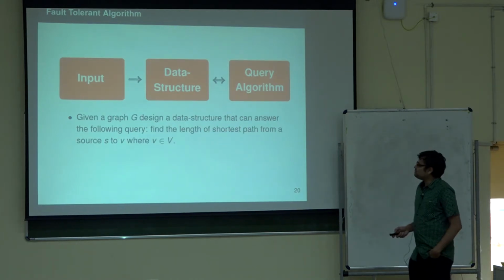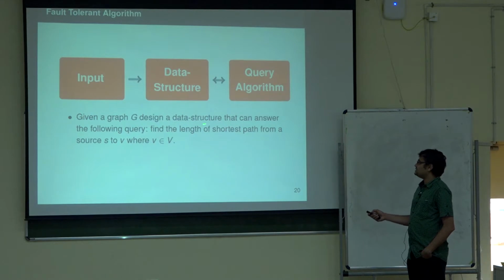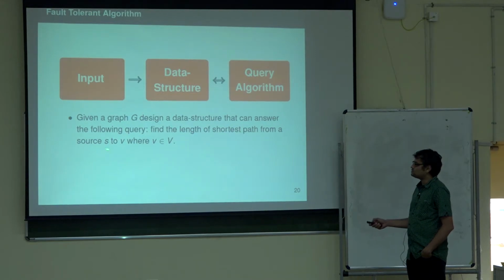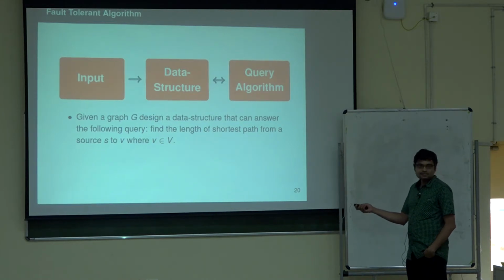So what can the queries be? I mean, so given a graph G, you have to design a data structure that can answer the following query. And let's assume the query is to find the length of the shortest path from a source S to a vertex V, where V can be any vertex. Okay. So what kind of data structure can you design here? What would be a simple data structure?